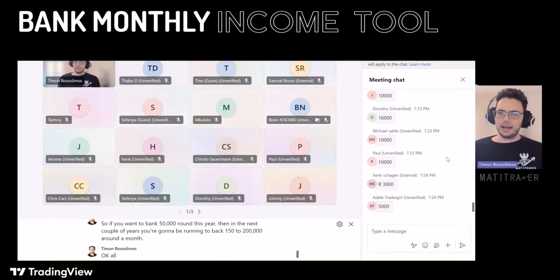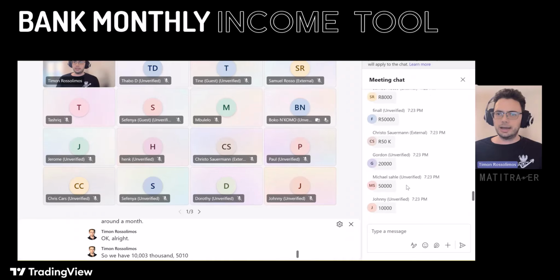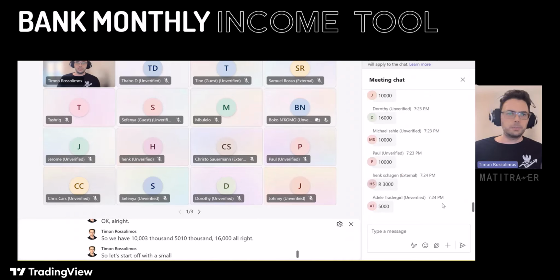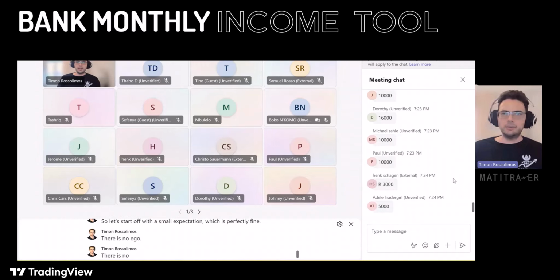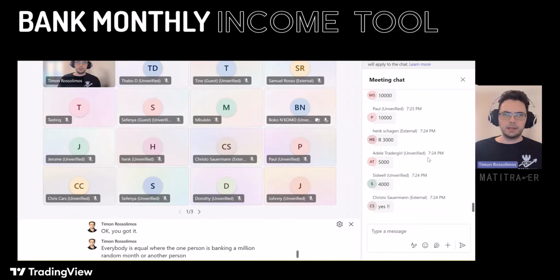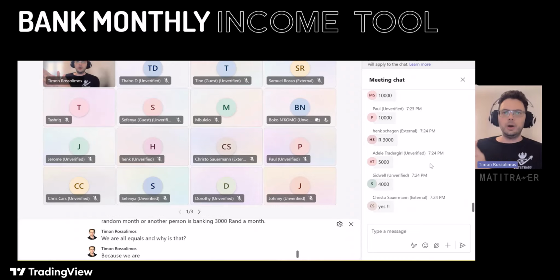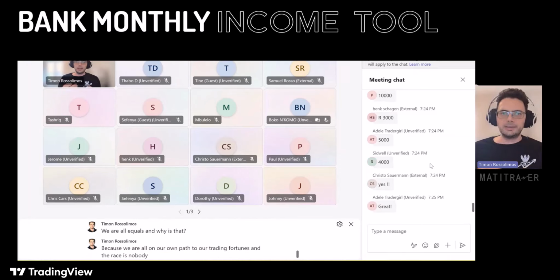So we have 3,000, 5,000, 10,000, 16,000 expectations, which is perfectly fine. There is no ego, there is no greed, and there is no fear for Multi Traders. Everybody is equal. Whether one person is banking R1,000,000 a month or another person is banking 3,000 Rand a month, we are all equals. And why is that? Because we are all on our own path to our trading fortunes.